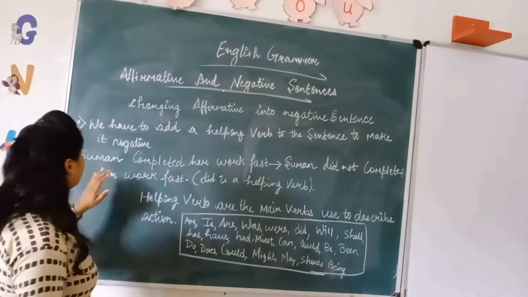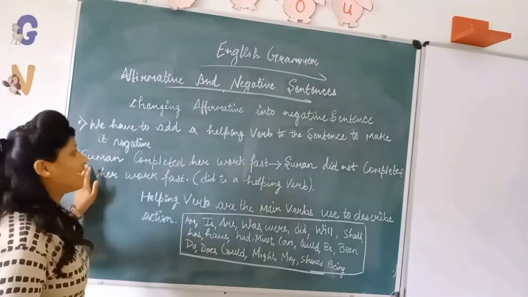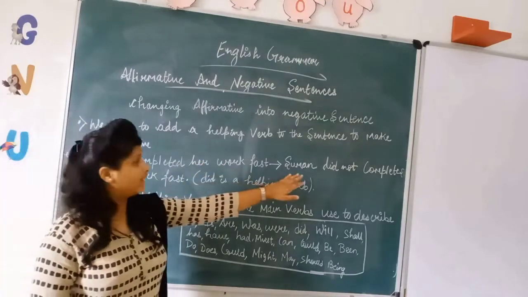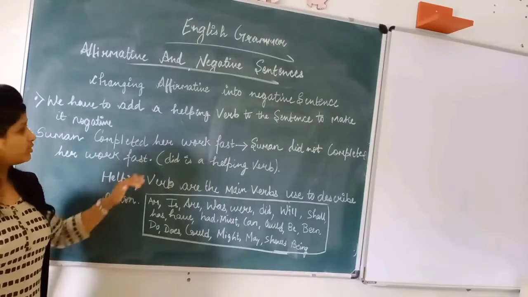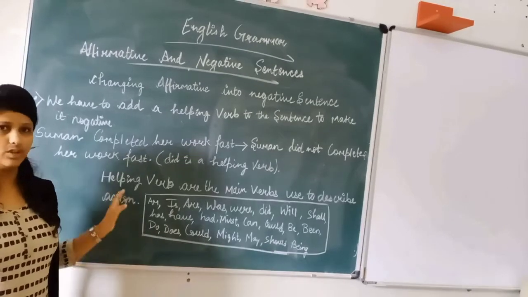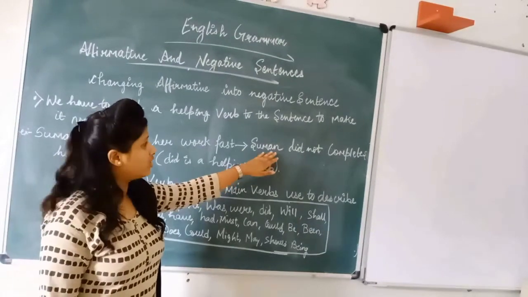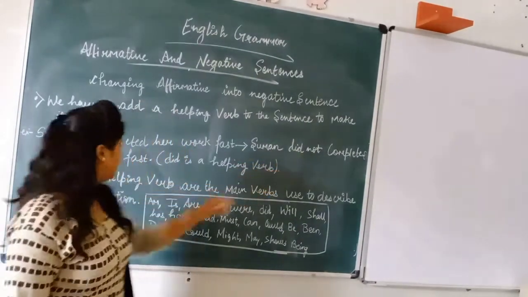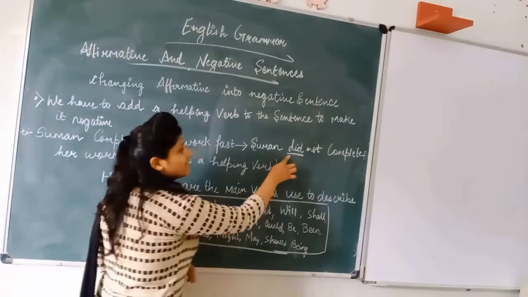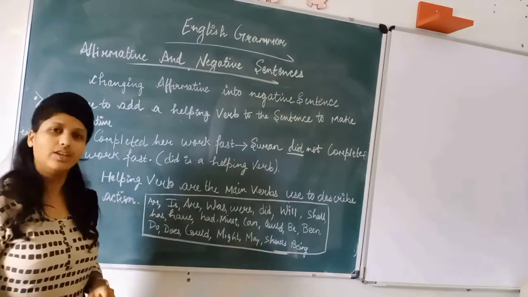For example, Suman completed her work fast. This is an affirmative sentence. Now we are going to convert this sentence into a negative sentence. To change this sentence into a negative sentence, we are going to add a helping verb. So this sentence will change like this: Suman did not complete her work fast. We have used here did, that is the helping verb, to change an affirmative sentence into a negative sentence.